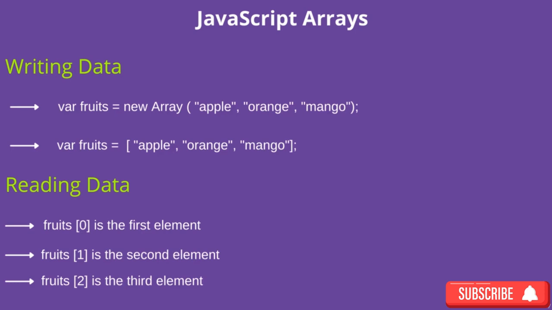Once you have defined the array, if you want to retrieve the elements separately, what you can do is write fruits, the name of the array, and then in square brackets pass the index. As I said earlier, the index will start with 0. So fruits[0] will give you apple, fruits[1] will give you orange, and fruits[2] will give you mango. So let's see practically now how we can implement the concept of arrays.